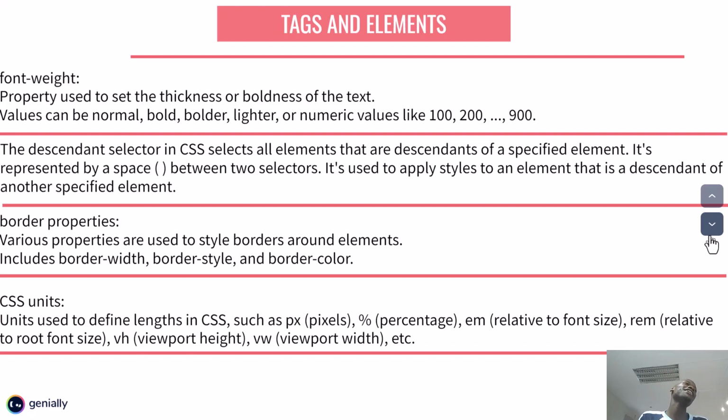The border properties. Various properties are used to style borders around elements, including border width, border style, and border color, right? So the shorthand property border has three properties that go with it, which are border width, border style, and border color. We understand the width is the thickness of the border, right? And the border style is whether a border is dotted, because we have different types of borders. If that makes sense.